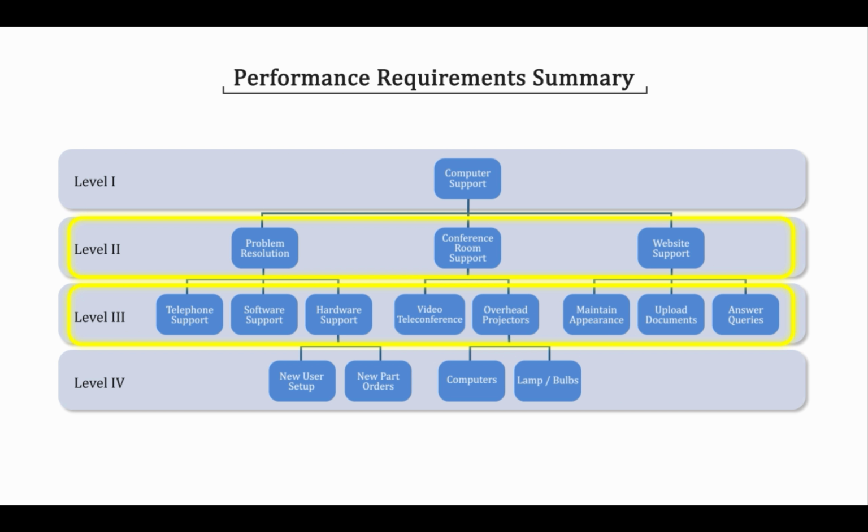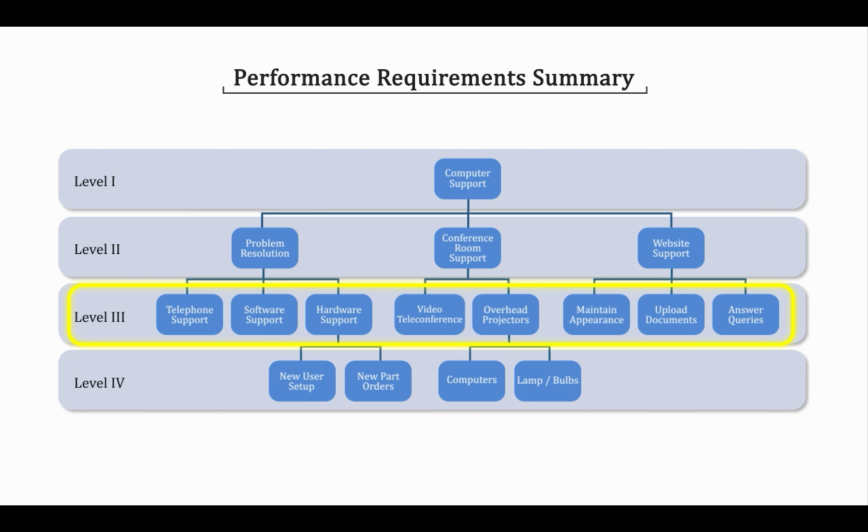Since the sample requirement I'm using had sub-level performance objectives for each of the preceding Level 2 performance objectives, I will only be pre-selecting Level 3 performance objectives, which are telephone support, software support, hardware support, video teleconference system, overhead projectors, website appearance, uploading documents to website, and answering website queries.